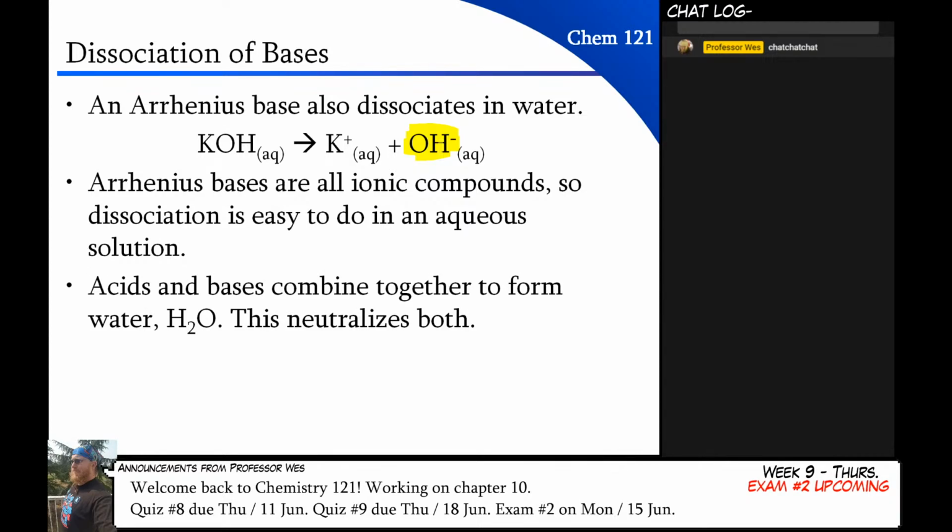Now, what happens when you take an acid and a base and you put them together? You make water. H plus and OH minus makes H2O. This is why water is considered neutral, because when you make water, the reaction is called a neutralization reaction. We have neutralized the acid and the base. And then water is the midpoint of that, which is pH neutral.